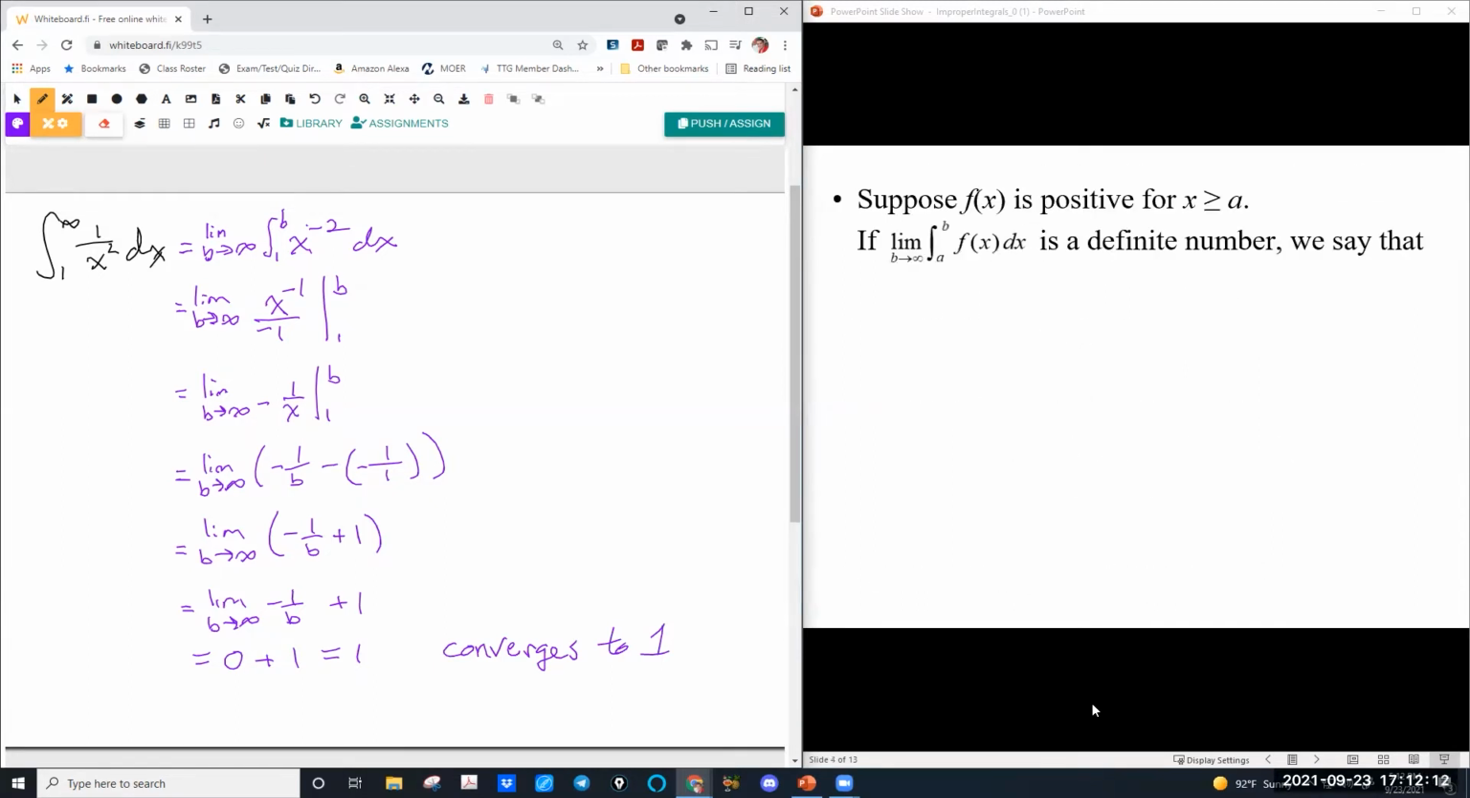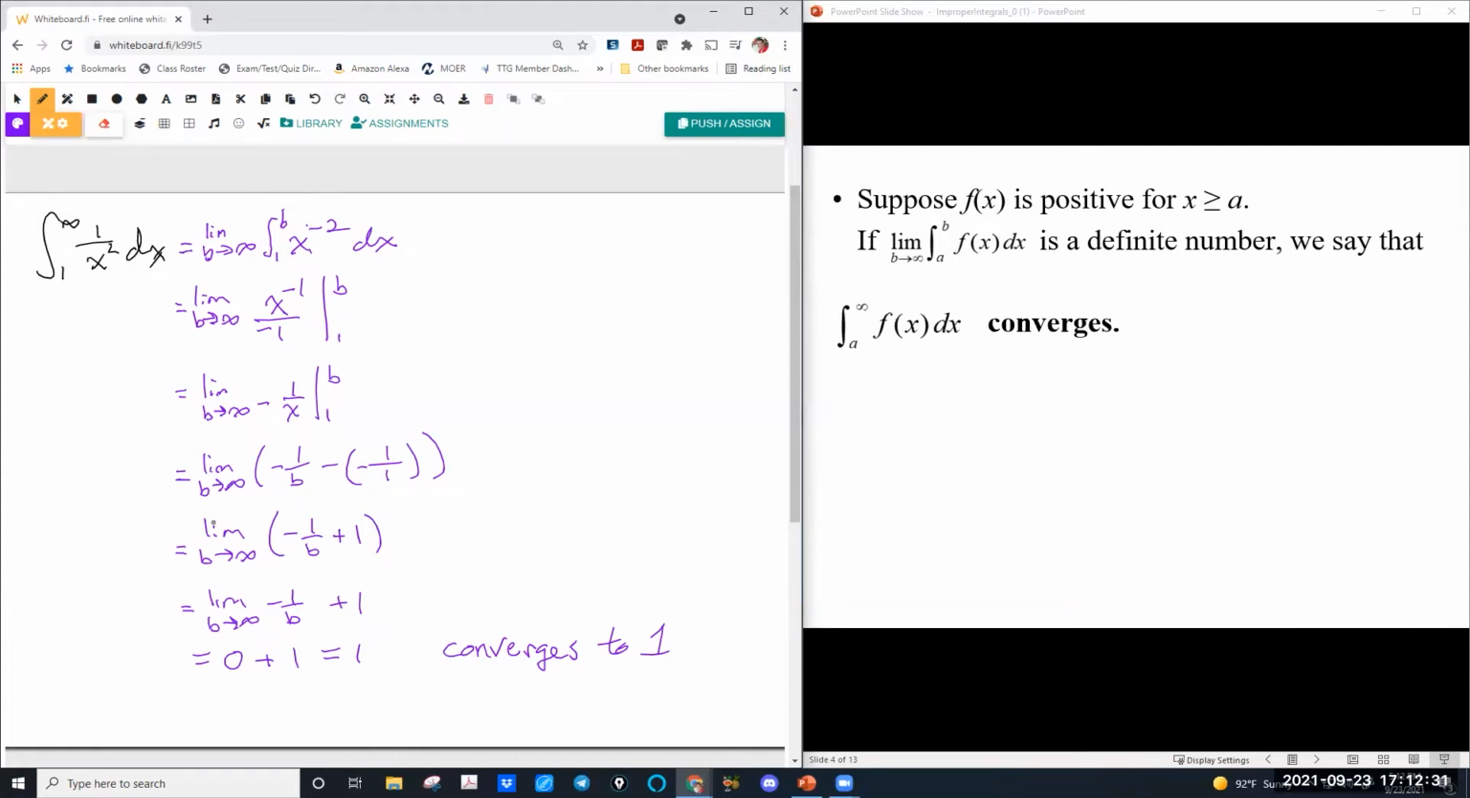Okay. So here's our definition of an improper integral. You don't need to know the formal definition. What you need to know is how to calculate, which we just did. And again, I can't stress this enough. You guys know how to calculate definite integrals. The only thing we're adding to it is a limit.